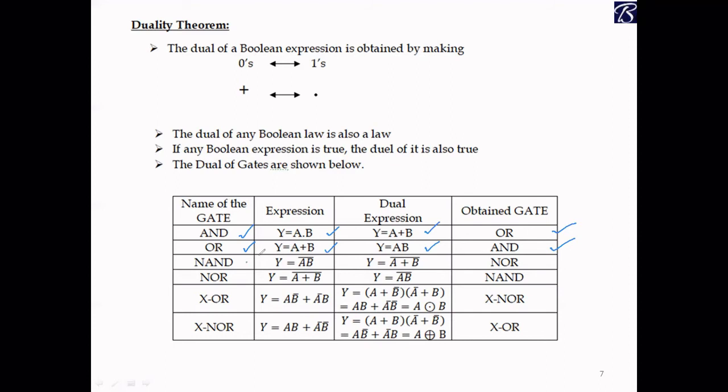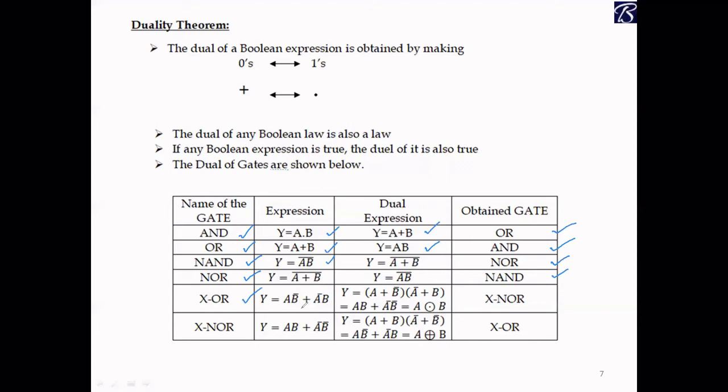If you take NAND gate, y equal to AB whole bar, apply duality theorem, this dot becomes plus. That means A plus B whole bar, which is nothing but NOR gate. If you take NOR gate, the expression is A plus B whole bar. And if you apply duality theorem, this plus becomes dot. So y equal to AB bar, which is nothing but NAND gate.